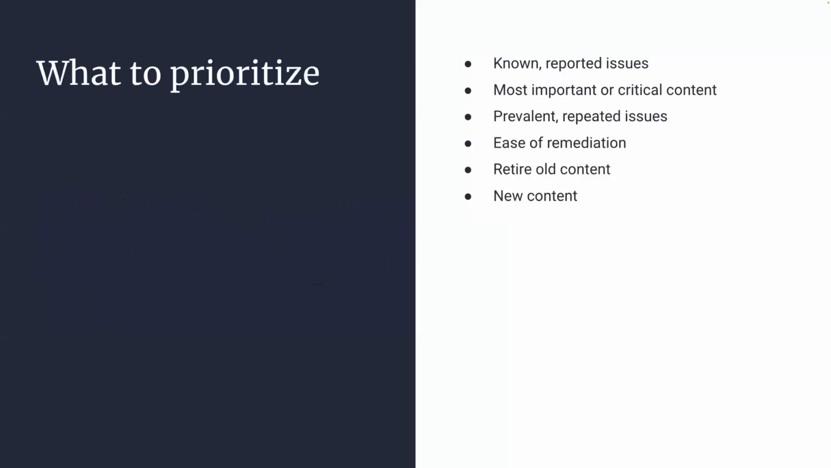Here's how you prioritize what's already out there. The first things to address are issues that have been reported by your users. This is where you'll make the best and most immediate difference for people who are actively encountering barriers to your content. After that, focus on your most important or critical content.